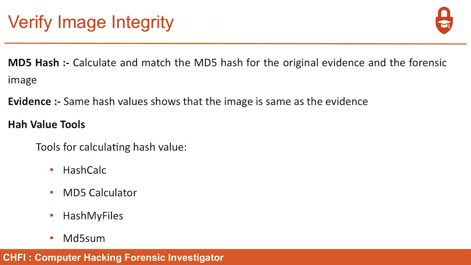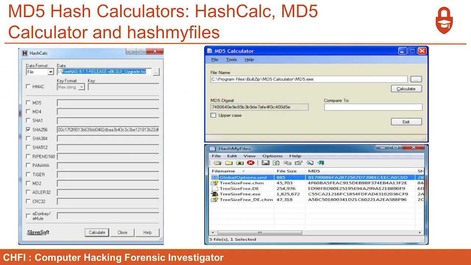Verify image integrity. For maintaining the image integrity, you can calculate the MD5 hash. The hash value shows that the image is the same as the evidence. Tools used for calculating the hash value: HashCalc, MD5 Calculator, HashMyFiles, MD5sum. There are some other tools available. So this is a sample. We will be doing this tool in the practical modules when we take the image and do the duplication.